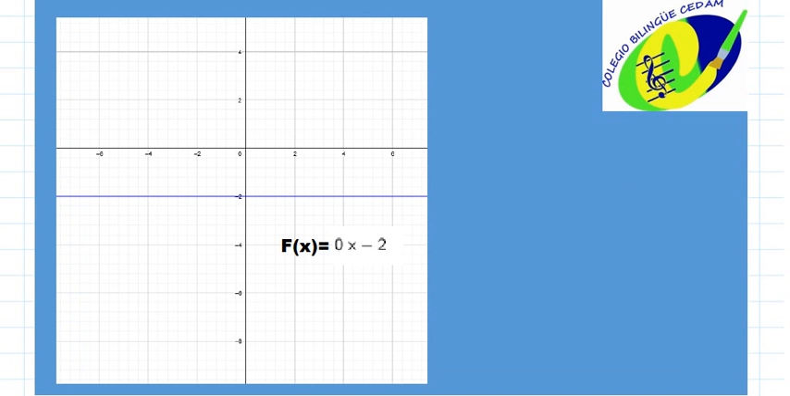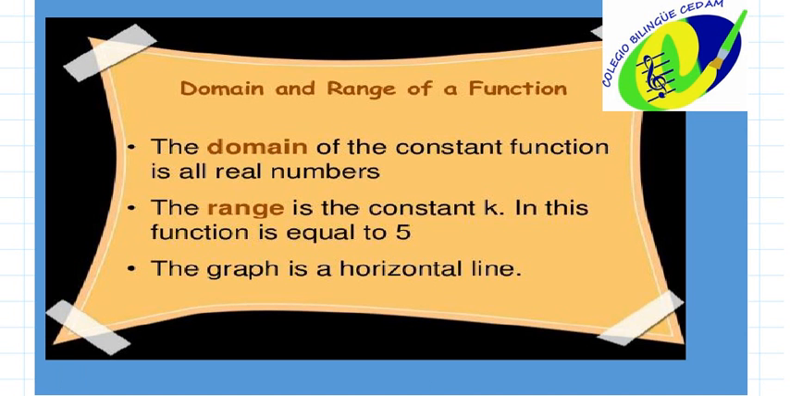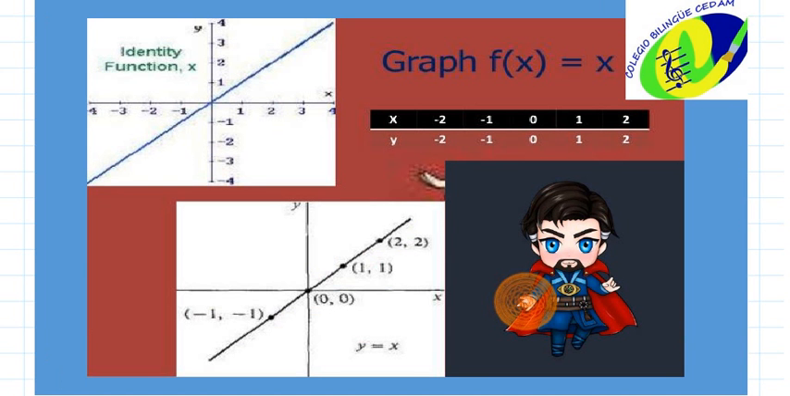Here we've got another example of a function like this. The function is 0x minus 2. So we're going to get a parallel line with y intersection in minus 2, no matter what x is. Going with the domain and range of a function. Another graph.